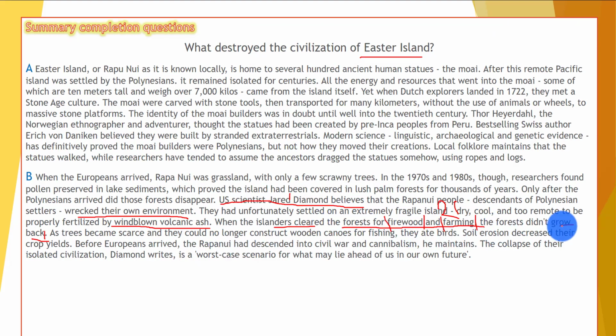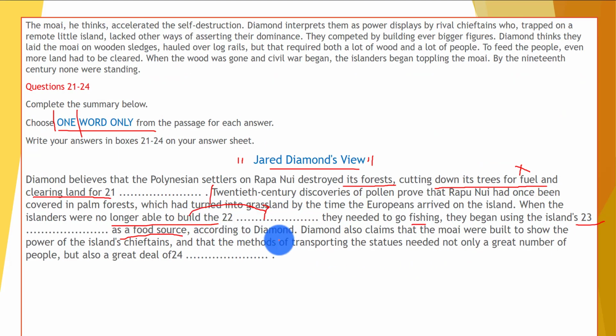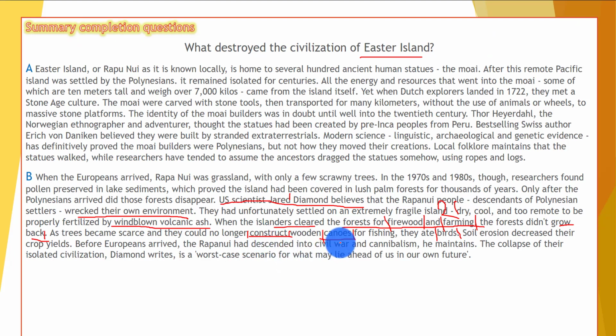The forests didn't grow back. As trees became scarce and they could no longer construct. Construct could be paraphrased with build. Wooden canoes. Canoes is our answer for fishing. They ate birds, and as a food source, they ate birds. We found answers for questions 22 and 23.